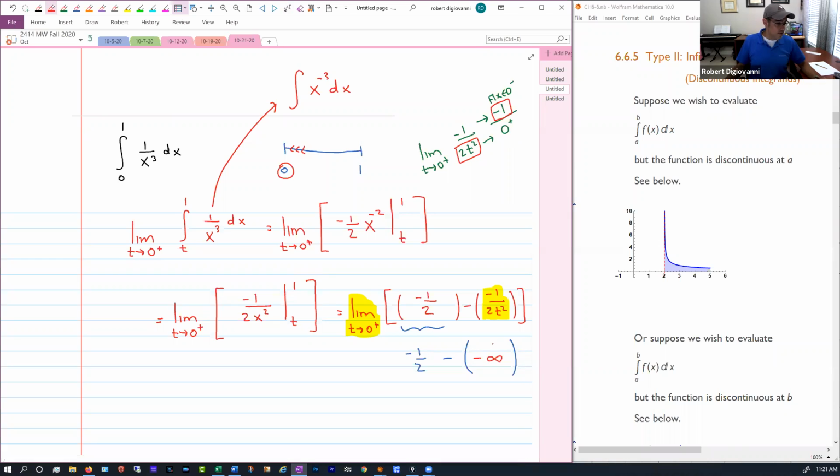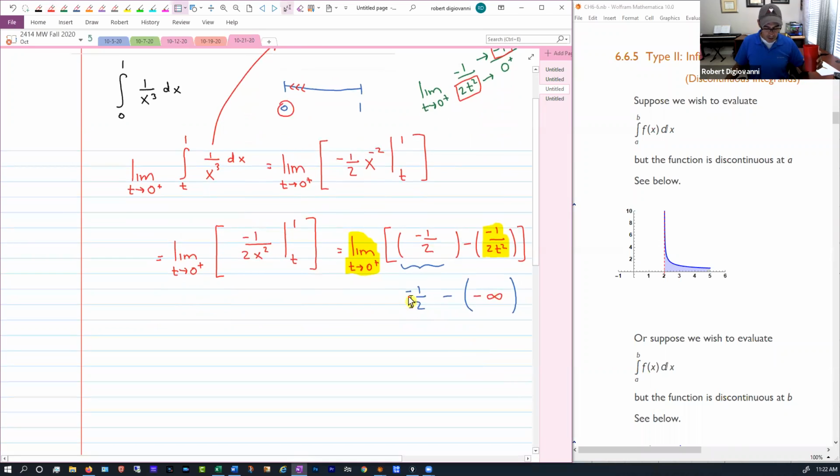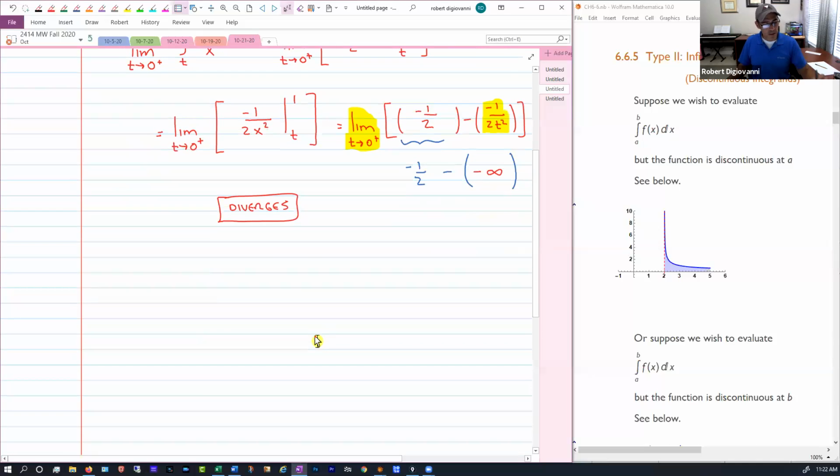So what does this integral do? Looks like it diverges, right? -1/2 plus infinity. Divergence. Yusuf was correct. All right. What about this then?